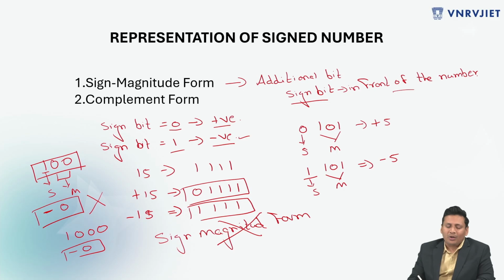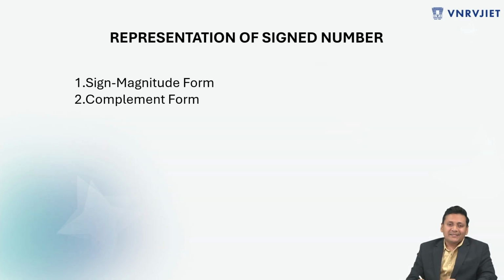To overcome this problem, the next method, called the complement method, was designed. So next we will discuss the complement method of representation of any given signed number. Now we are going to discuss our second method, that is called the complement form. Before discussing the complement method, I hope you know how to find the complement of any binary number. If you don't know, you can check my previous videos. So we will have a quick recap of what a complement is.